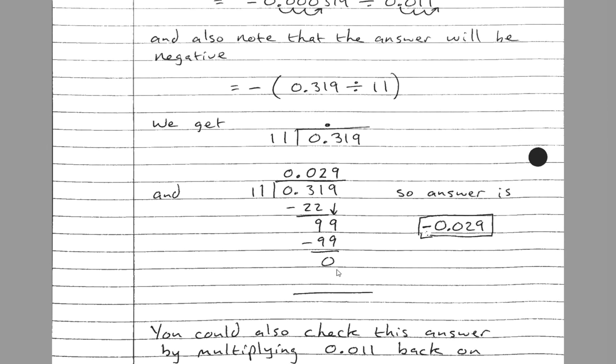Thankfully, this one does terminate after 3 places. So the quotient here is exactly 0.029. And then just remember, we need it with a minus sign, so negative 0.029. That's the answer.